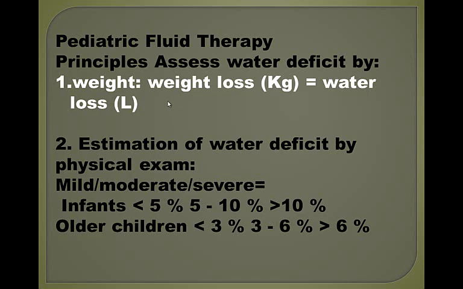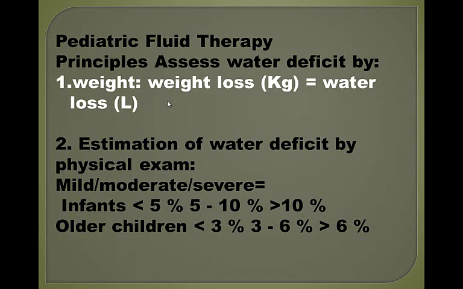For infants, mild weight loss or mild dehydration is less than 5%. Moderate is 5 to 10% of weight loss, and severe is over 10%. And in older children, mild dehydration is less than 3%. Moderate dehydration is 3 to 6%, and severe is greater than 6%.